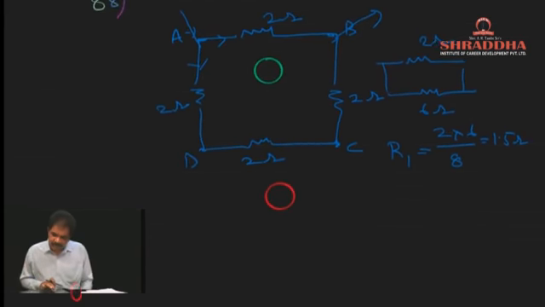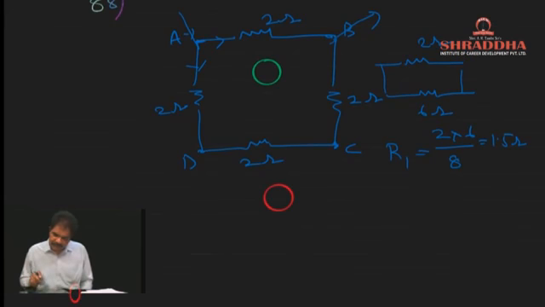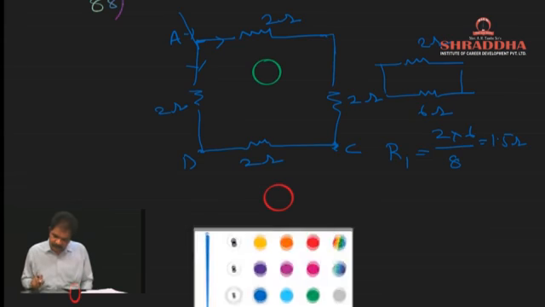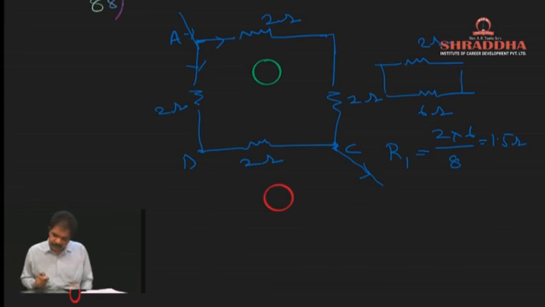Now for the same circuit across A and C, it means like this. These two will be in series, these two will be in series. So R2 is equal to 4 into 4 by 4 plus 4. This will be 2 ohms.